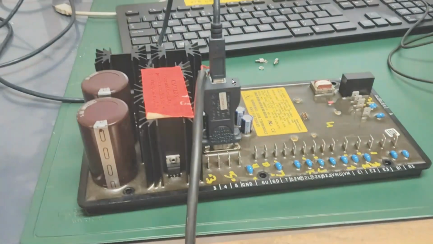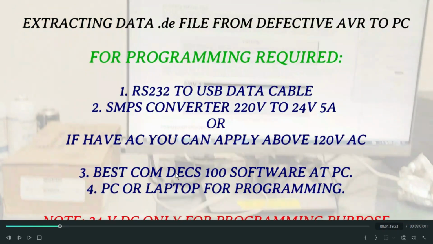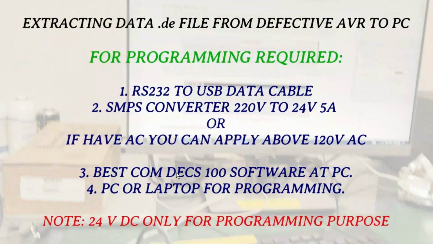For extracting data, whatever file you extract from this AVR will be in .dex extension. To retrieve this data from the defective AVR, you need this cable which I showed you already, and after that you need an SMPS, a 24 volt 5 ampere converter. But if you want to apply AC, you can, but the voltage should be 120 volt AC according to the manual. You will see in your manual also what voltage is given there.